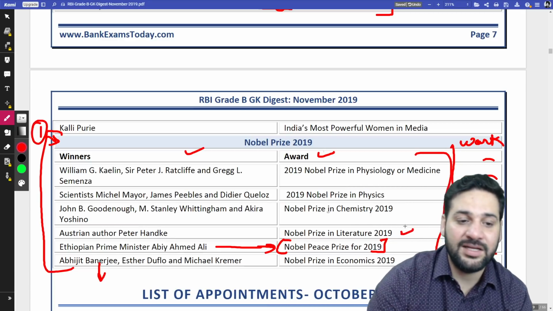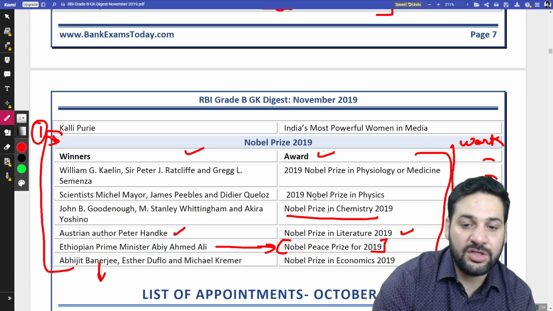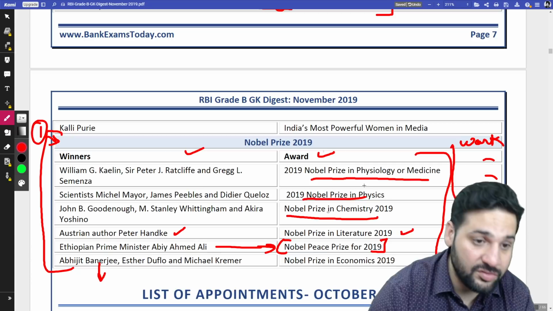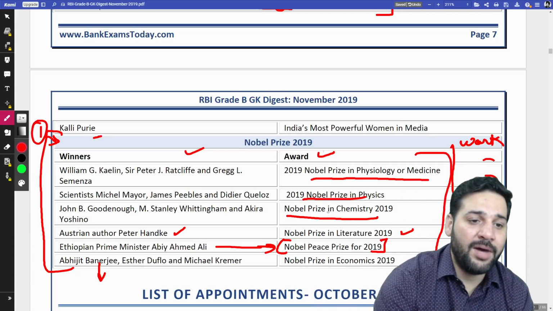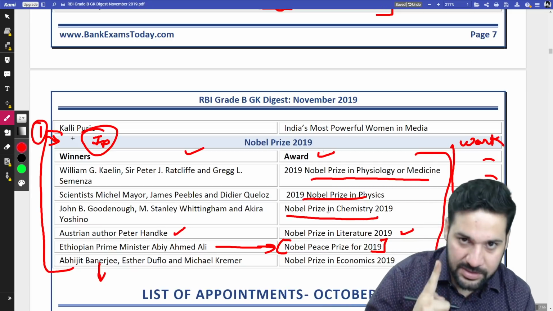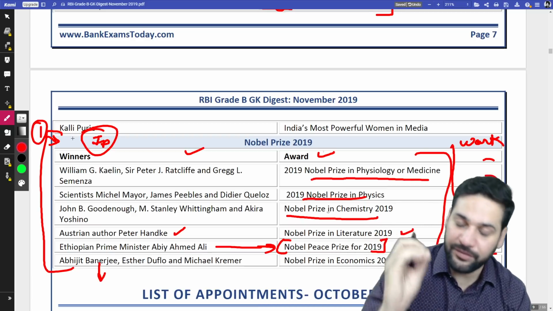The Nobel Prize in literature, who got it? Austrian author Peter Handke. Nobel Prize in chemistry, Nobel Prize in physics, Nobel Prize in psychology and medicine. So all these awards, all this list is very important. 1 mark is assured from this table. I can assure you there will be one question from this particular small table. So please remember that, free ka ek number hai.